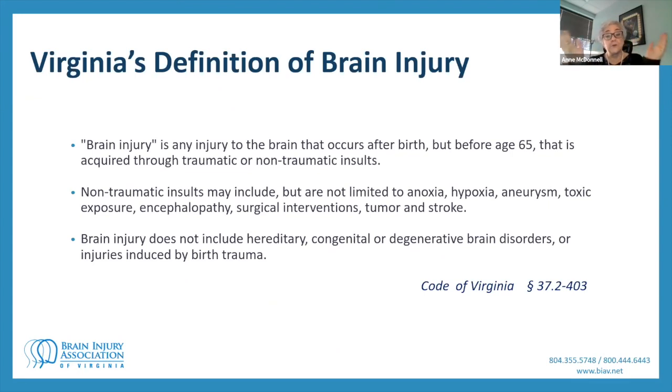And so when we talk about non-traumatic, we're talking about things like a loss of oxygen to the brain or decreased oxygen to the brain. We're talking about something like an aneurysm or a stroke, which has to do with the blood vessels in the brain. We're talking about things like toxic exposure or an opioid or heroin overdose. We're talking about encephalopathy and infections and surgical interventions. Generally, when we refer to brain injury in the brain injury community, we're talking about those injuries that are not hereditary or congenital or degenerative, and those injuries that aren't induced by birth trauma. There is some period of normal brain development outside the womb, and then something happens.